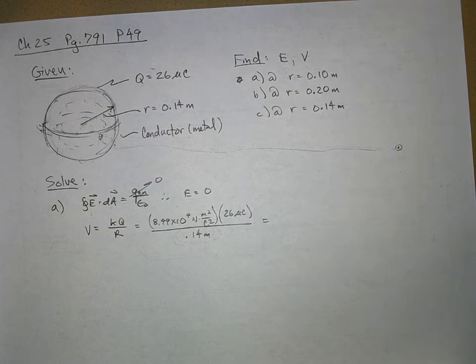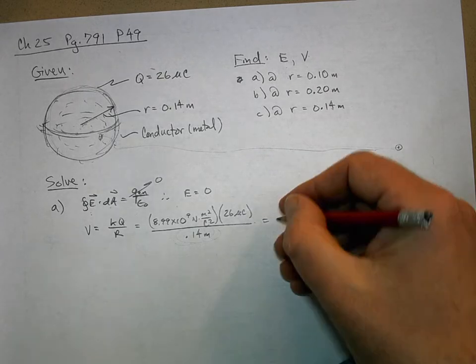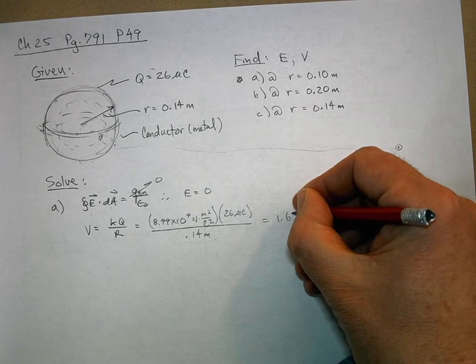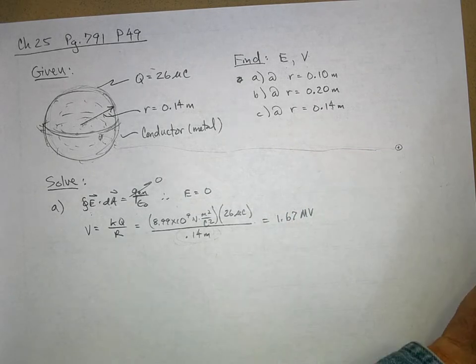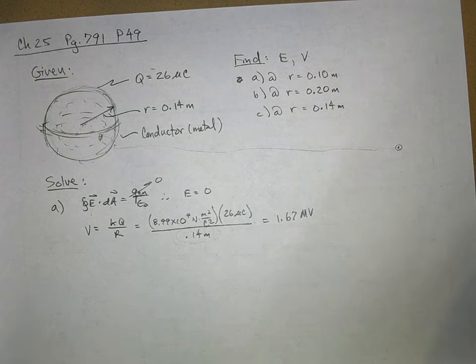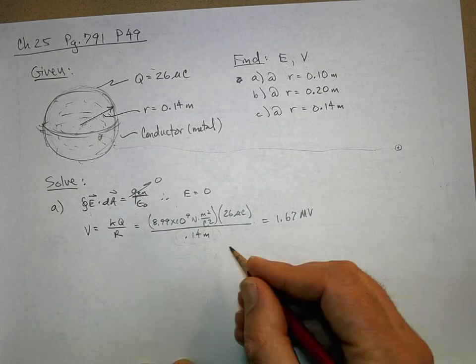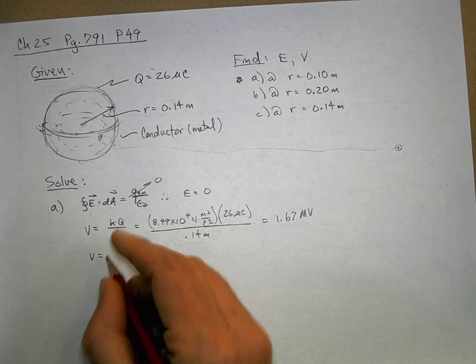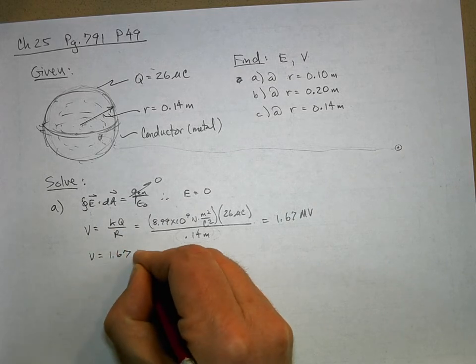And according to the book, when you do that, for problem 49, you get 1.67 times 10 to the 6 volts, or 1.67 megavolts. Okay, so there's my answer for part A. The electric field is 0. The voltage V is equal to 1.67 megavolts.